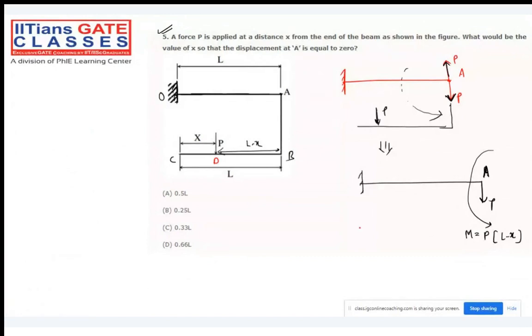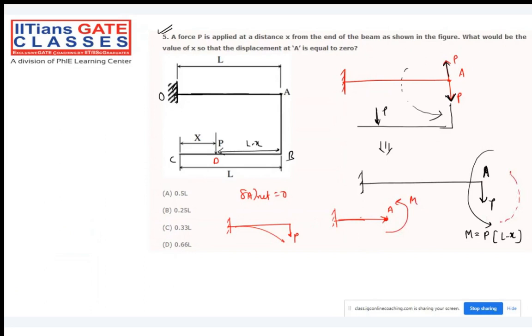find what? The net deflection at A. The net deflection at A has to be 0. That will be 0 by the first case, this one also has to be 0, and by this one also it has to be 0. Sorry, this is the A point and there will be some movement. There is some movement, right?